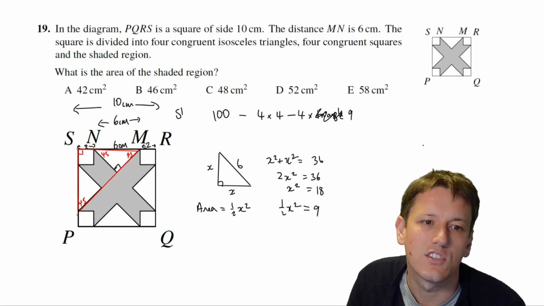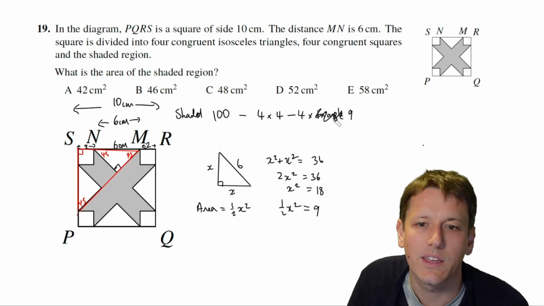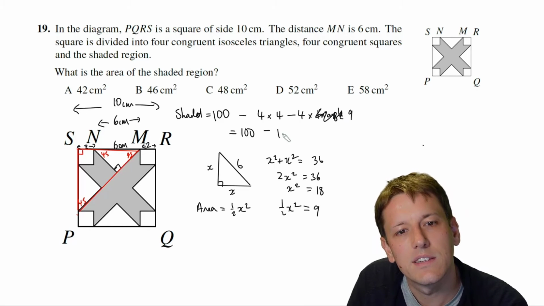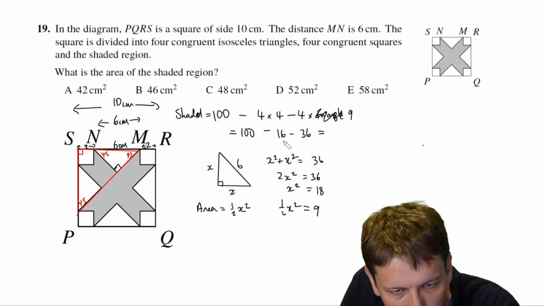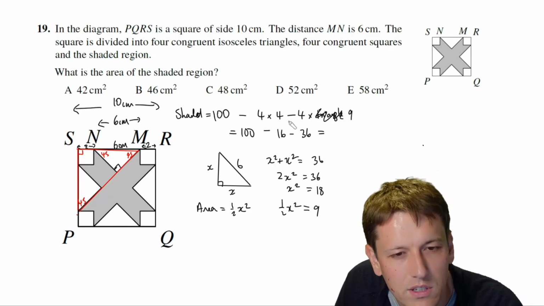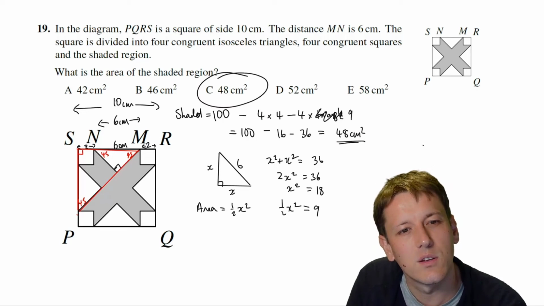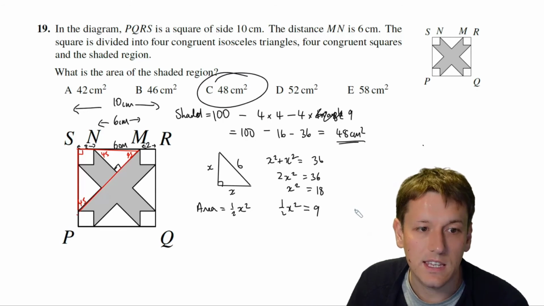So the shaded area that we were working out here is 100 minus 16 minus 36. 36 plus 16 is 52, so that leaves us with 48 centimeters squared, and so the answer here is C.